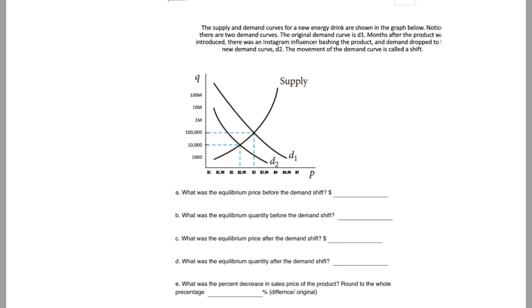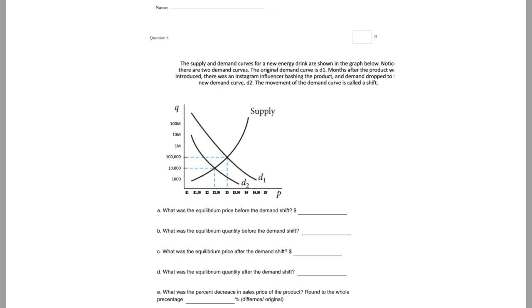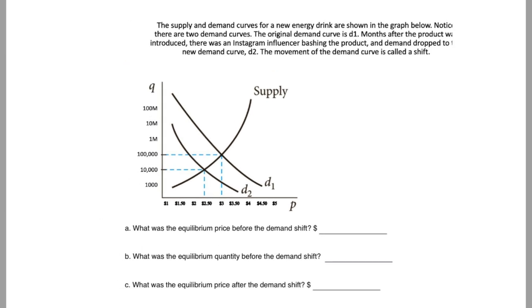Is this the last problem? Yeah, this is the last problem. Right here it says, what was the equilibrium price before the demand shift? So the demand shift, this is going to be our first demand, and this is the second demand. As you can see, D1, D2. The demand shift, it decreases. It goes down. All right? And you can get that based on what's happening here. Demand dropped to the new demand curve right here. The movement of the curve is called a shift. This right here is a shift.